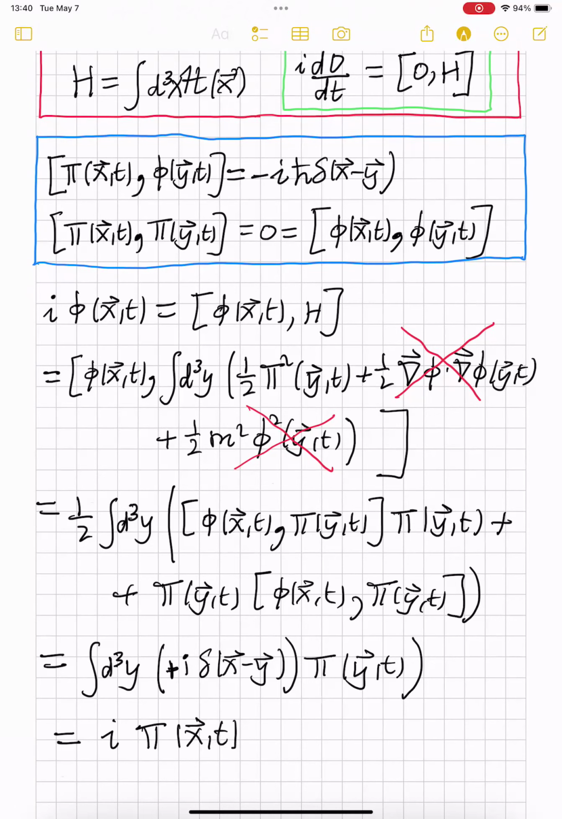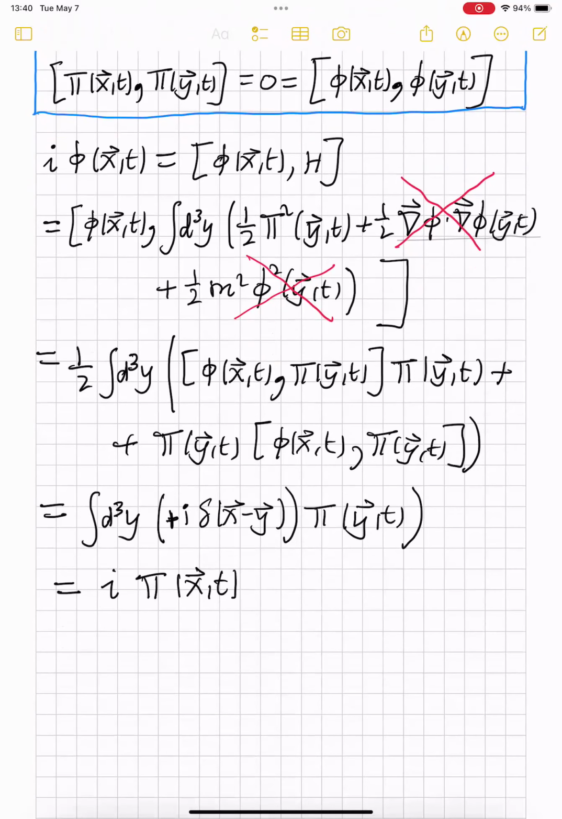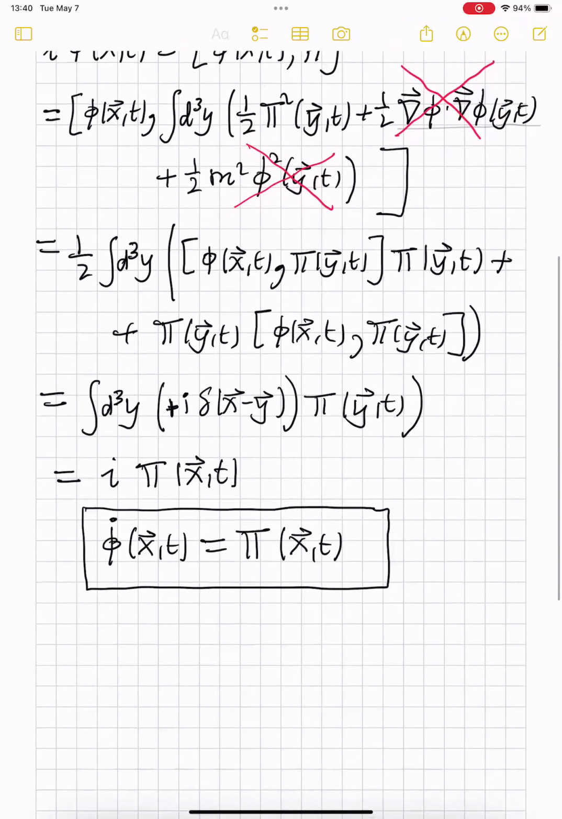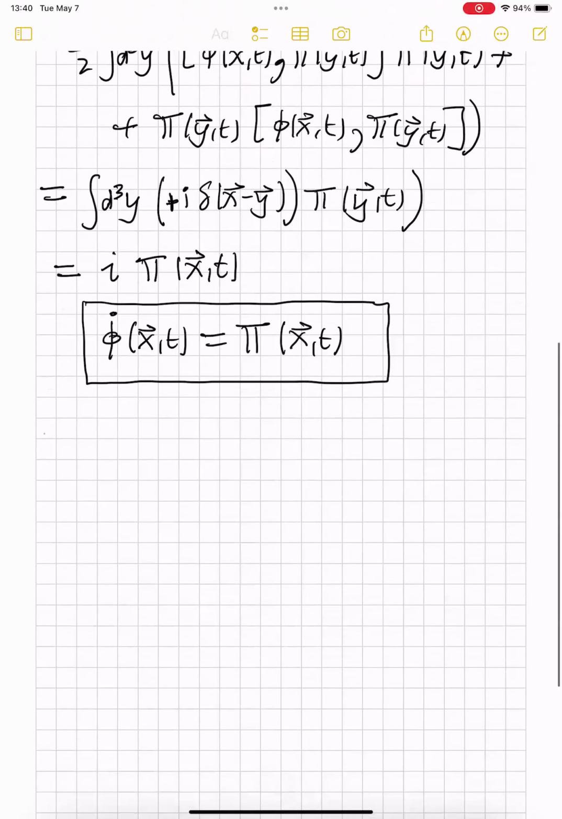So what did this Heisenberg equation of motion tell me? It told me i phi dot of x comma t was equal to i pi of x comma t, which means phi dot of x comma t is equal to pi of x comma t. So that's what the first Heisenberg equation of motion tells me. Good. Now let's look at the second Heisenberg equation of motion. We can calculate what is i pi dot of x and t.